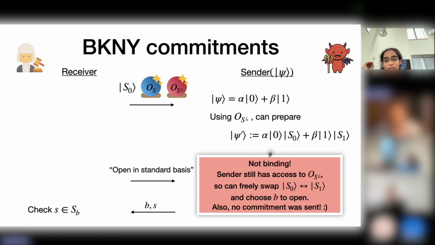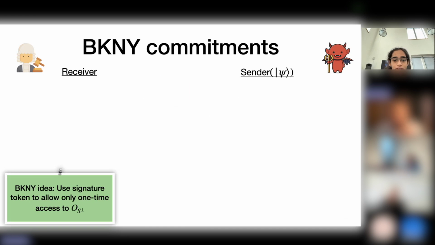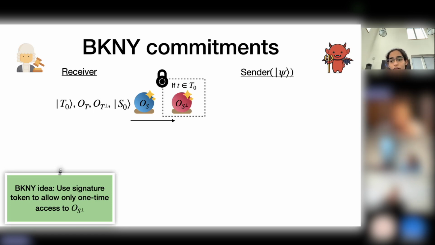Okay, so the key idea that BKNY has is you need some way to ensure that you get only one-time access to this OS perp oracle. You use this to construct this committed state, but after that, you lose access to it, right? And that's exactly what signature tokens allow you to do. So in addition to S0, that subspace state, they have this additional signature token with a different subspace, T0. And then your OS perp oracle is going to be wrapped inside this outer signature token corresponding to the T signature token.